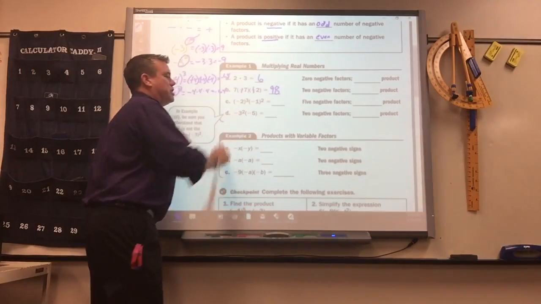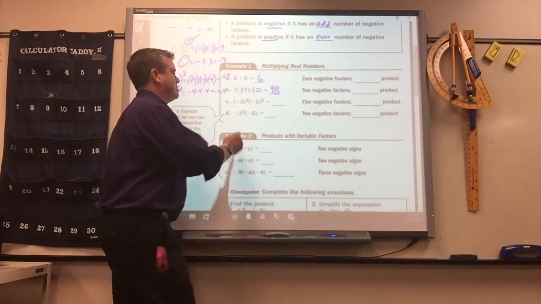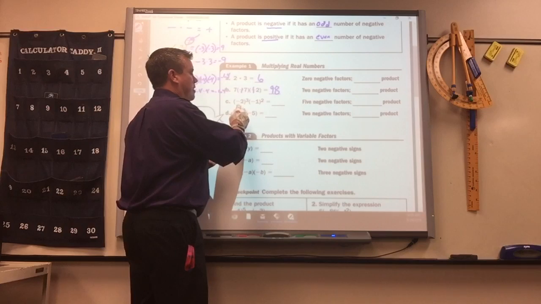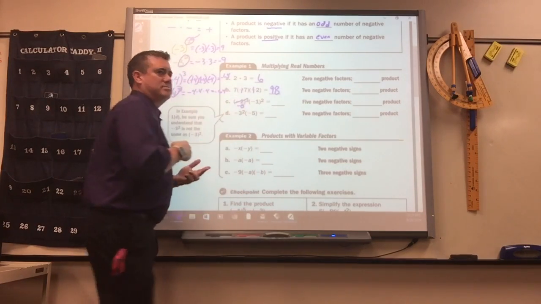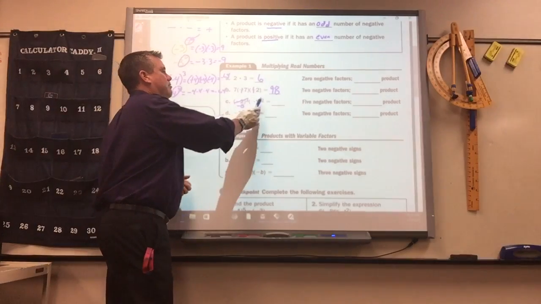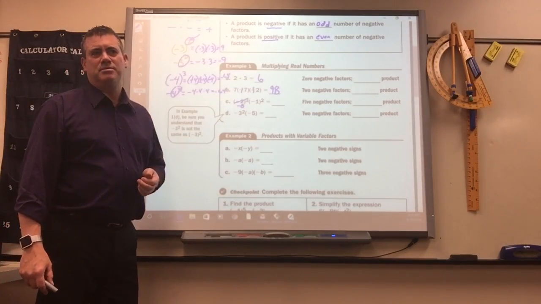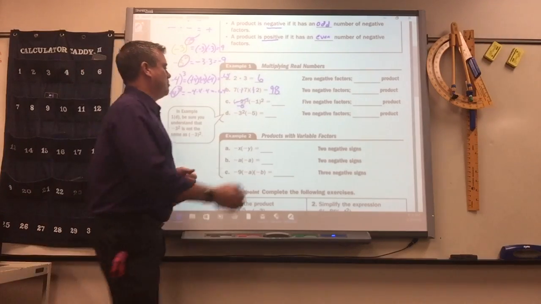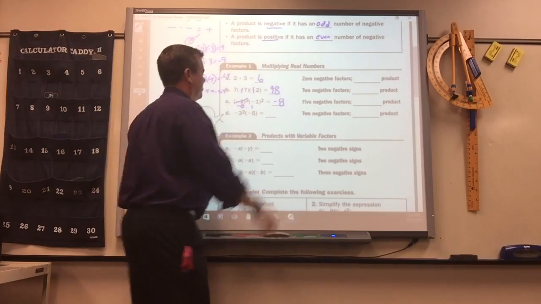So negative 2 cubed is 2 times 2 times 2, which is 8. And there's an odd amount of negatives, so that would be negative 8, right? Negative 1 squared, some people say negative 1, but what's negative 1 times negative 1? Positive 1. So negative 8 times 1 is negative 8.